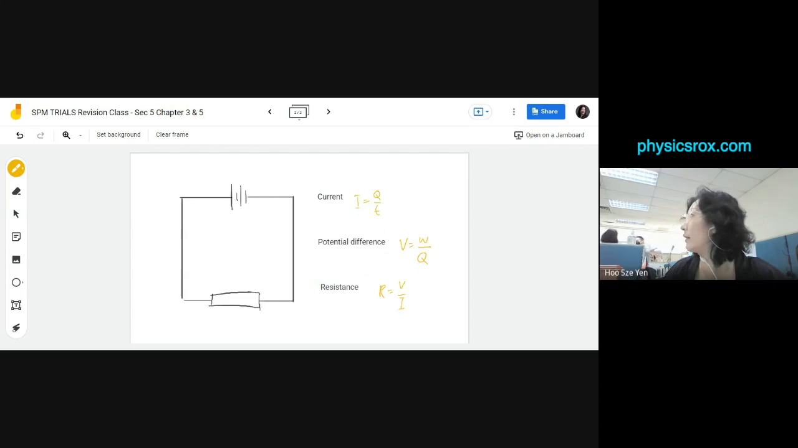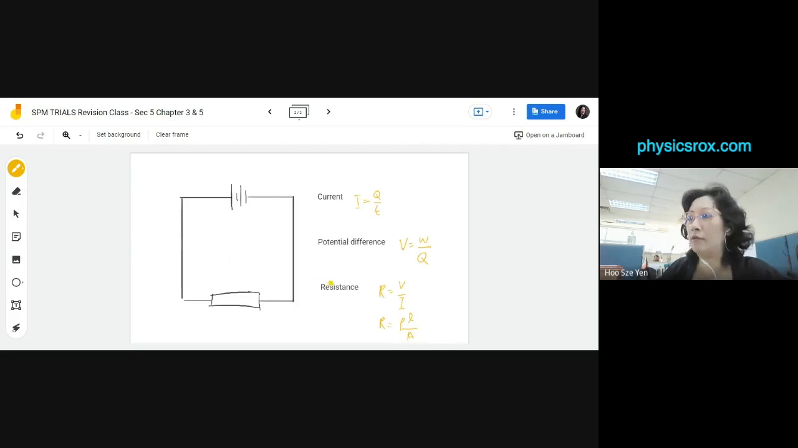Resistance, what's the definition? I think they do accept V over I. They allow resistance as the ratio of potential difference to current. That one they allow. This is based on Ohm's law. Also take note that if you need to look at the factors, this is the formula for resistance: R equals rho L over A, where rho is the resistivity, the resistance specific to the material, and L is the length. Longer length, higher resistance, and it is inversely proportional to the area: larger area, smaller resistance.